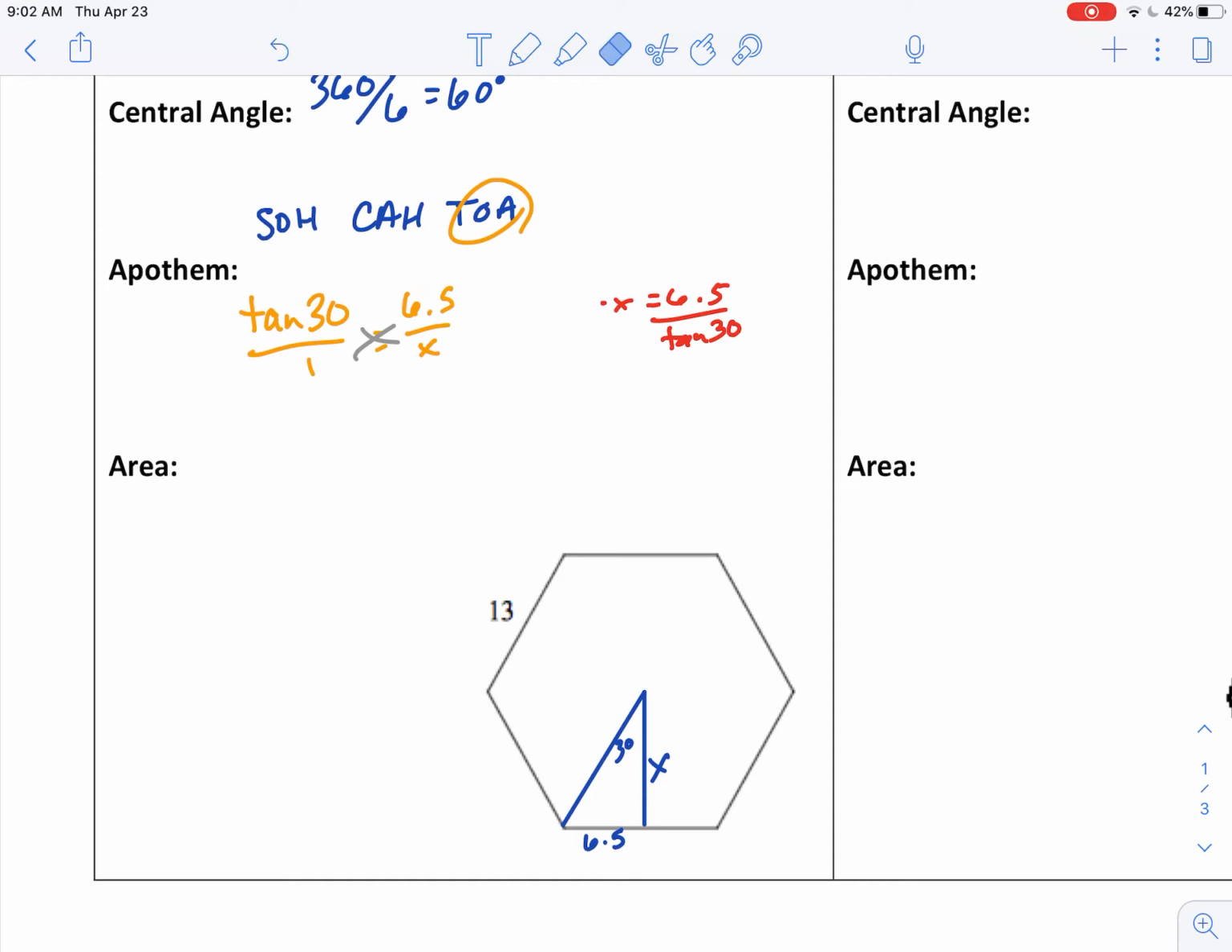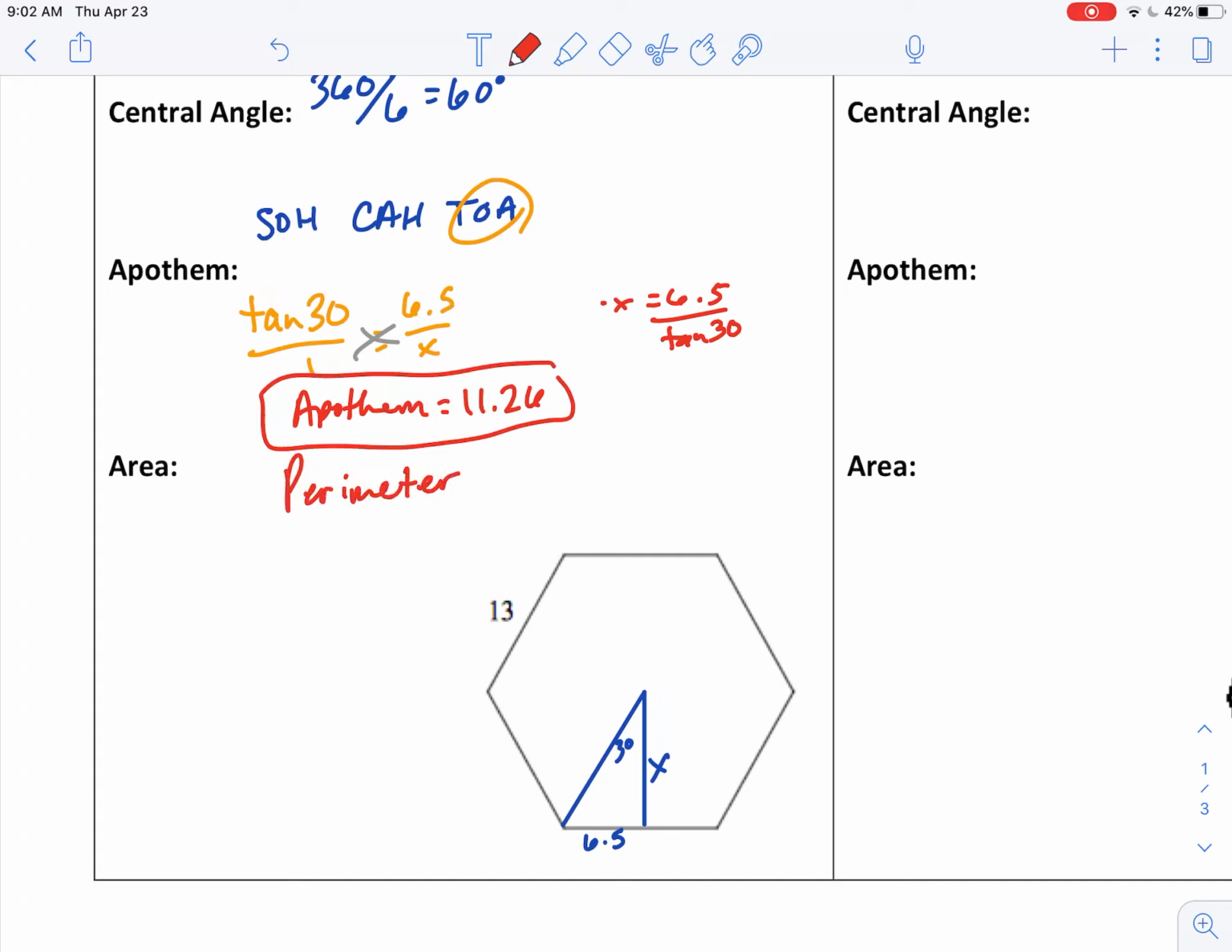So what we do now is we're going to cross multiply, and then we'll divide. So tangent of 30 times x equals 6.5. So 6.5 over tangent of 30. And if I type that in my calculator, I get 11.26. So the apothem is 11.26.